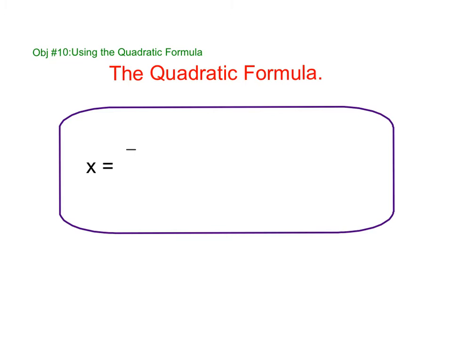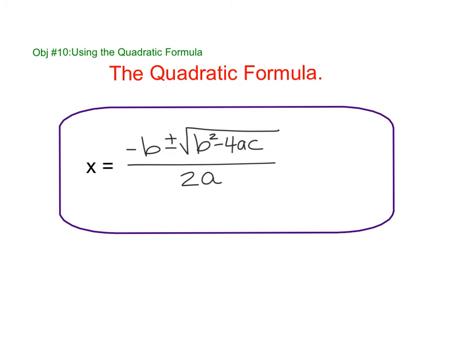x equals negative b plus or minus the square root of b squared minus 4ac all over 2a. You need to memorize this formula. There's actually a song. I'll make you sing it in class. There's actually a bunch of different versions of it. I have another one I like to sing a lot. But you do have to memorize that formula. Like, no joke, you need to memorize that formula.